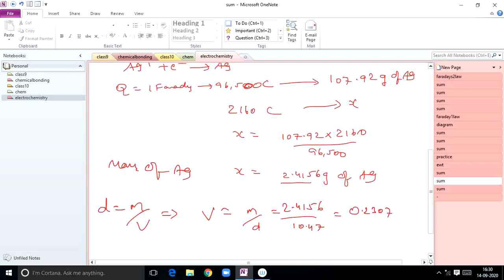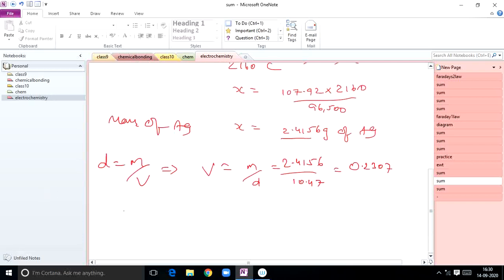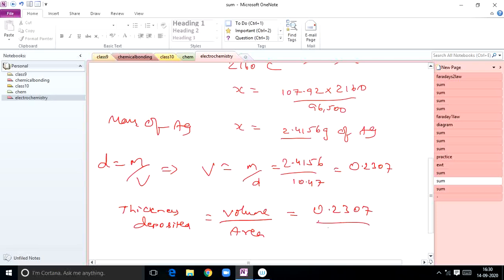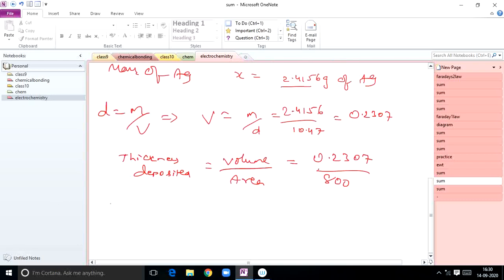Now, he is asking for the thickness deposited. Thickness deposited is equal to volume by area. That is equal to the volume, 0.2307, by the area, 800 cm square. If you solve, you will get the answer. You will get the thickness value in centimeters.